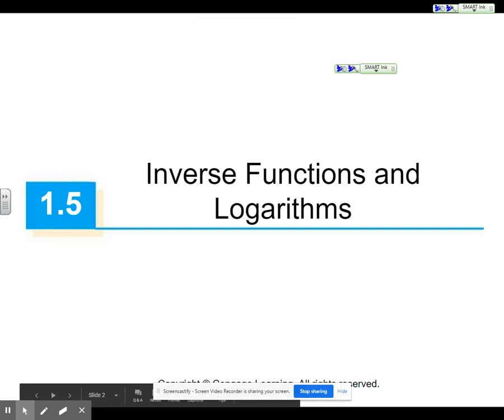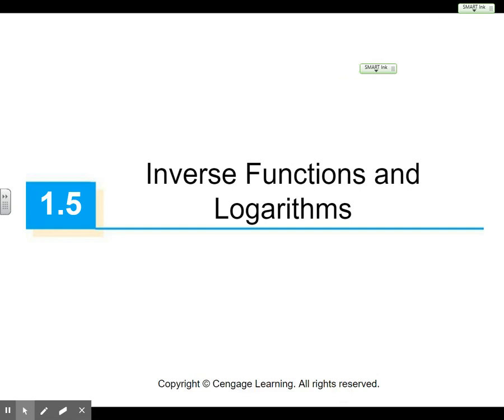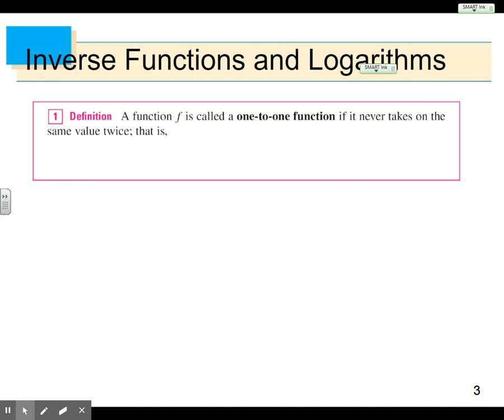Our fifth section of calculus is entitled Inverse Functions and Logarithms. In order for a function to have an inverse, we first have to meet the criteria that the function we're trying to find the inverse of is a one-to-one function, meaning that it never takes on the same value twice. Writing this with function notation, I'm making sure that f of x1 and f of x2 are never going to be equal when x1 is not equal to x2.